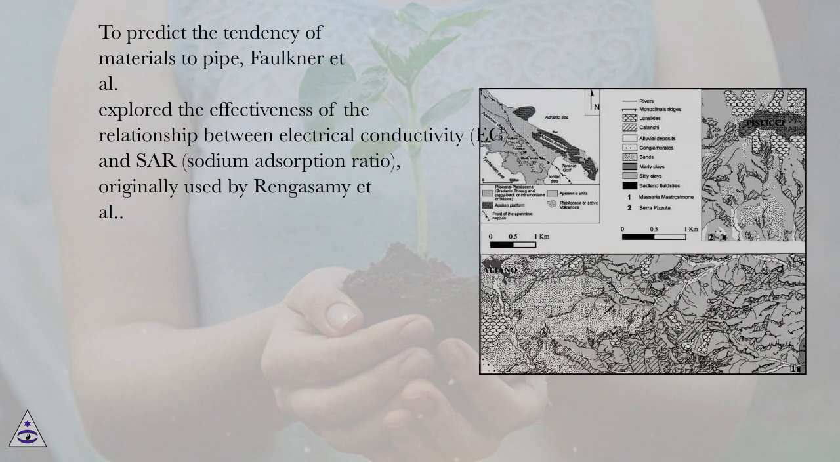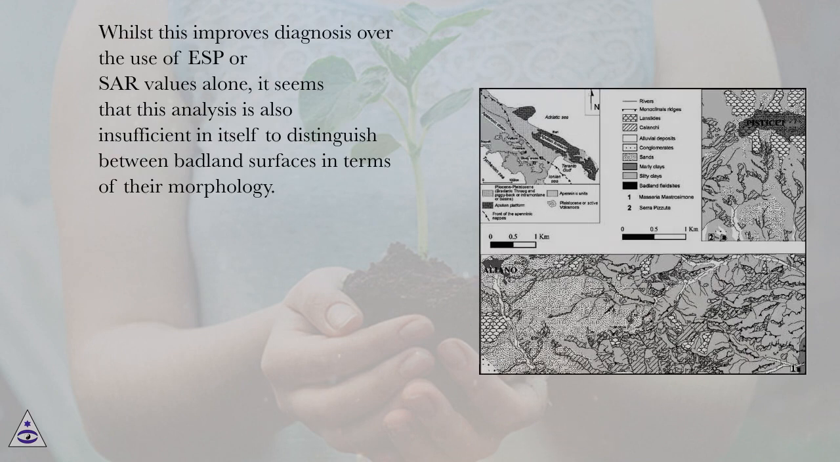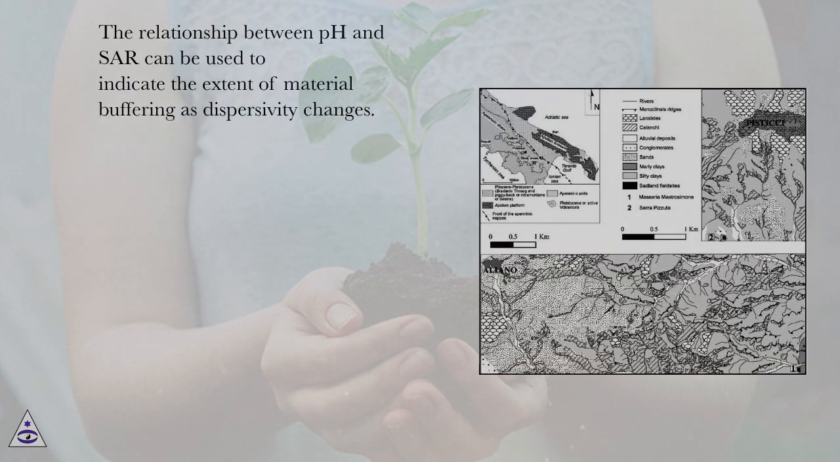To predict the tendency of materials to pipe, Faulkner et al. explored the effectiveness of the relationship between electrical conductivity, EC, and SAR, sodium adsorption ratio, originally used by Rangasamy et al. Whilst this improves diagnosis over the use of ESP or SAR values alone, it seems that this analysis is also insufficient in itself to distinguish between badland surfaces in terms of their morphology. The relationship between pH and SAR can be used to indicate the extent of material buffering as dispersivity changes.